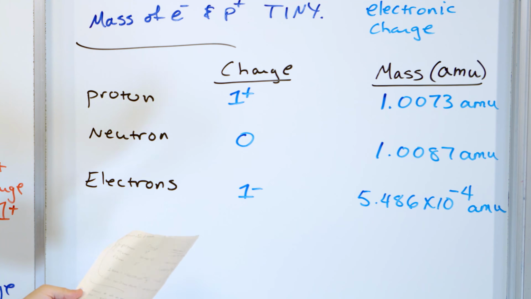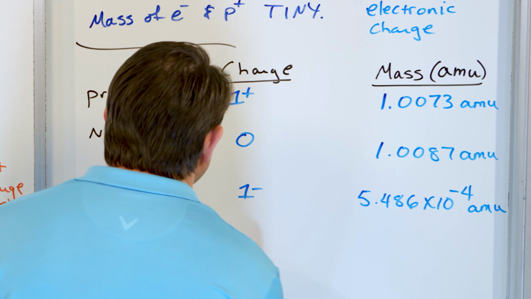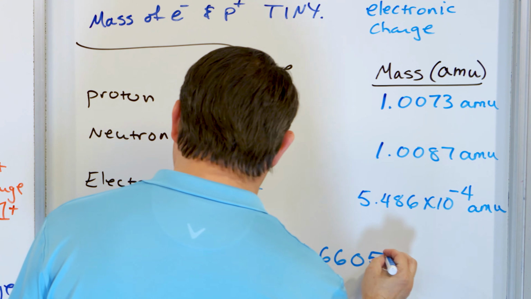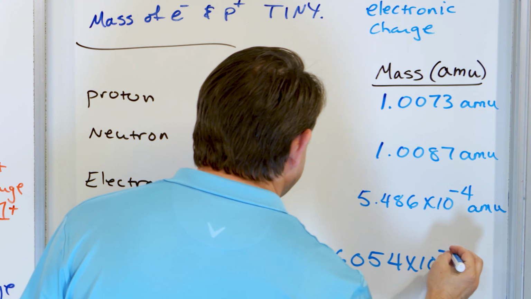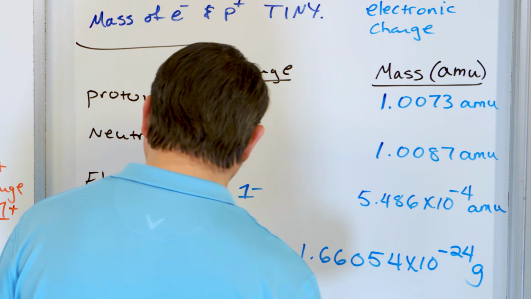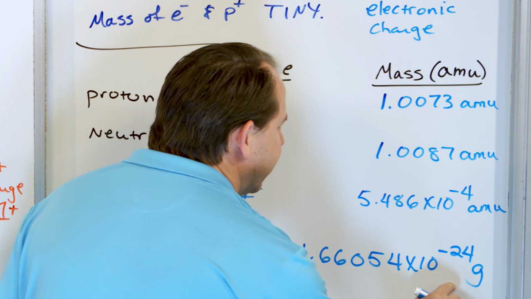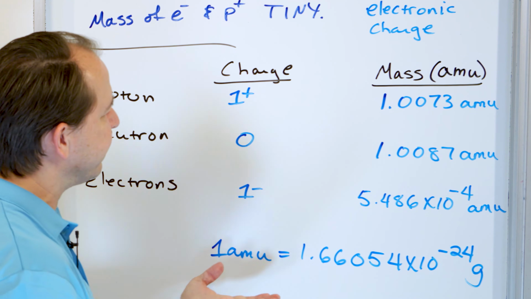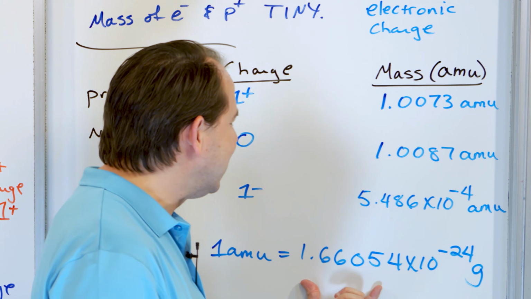And what is an atomic mass unit, by the way? 1 AMU is equal to 1.66054 times 10 to the negative 24 grams. And this is why we don't want to use the unit of grams when we're talking about the mass of individual protons or neutrons, because it's a tiny number and it has a lot of decimals here.